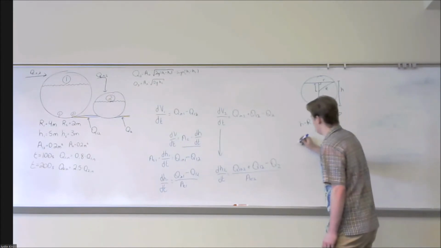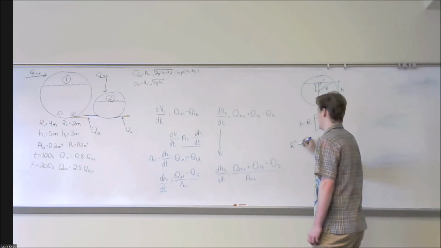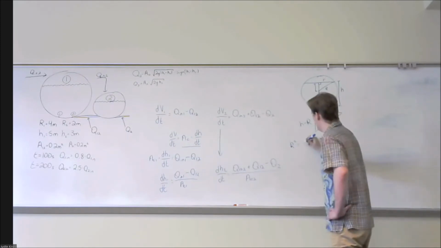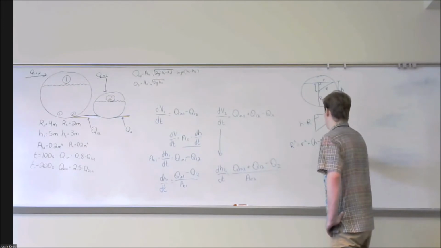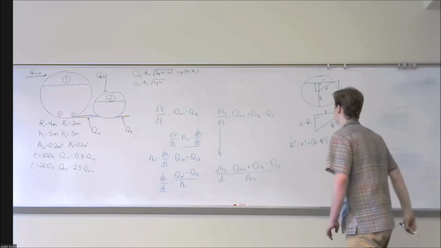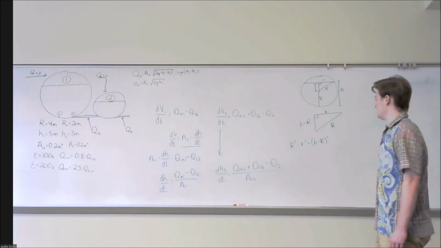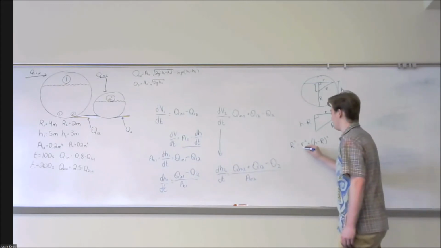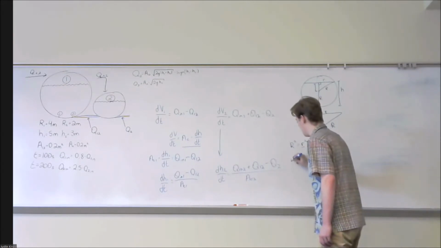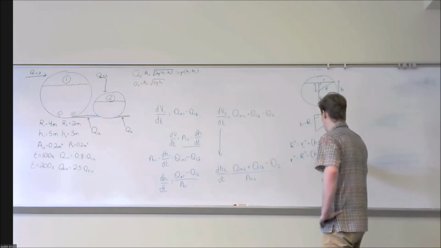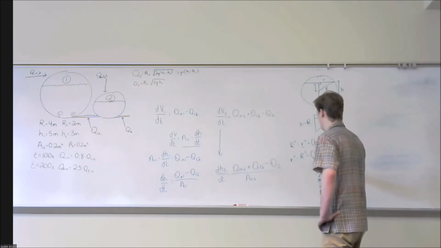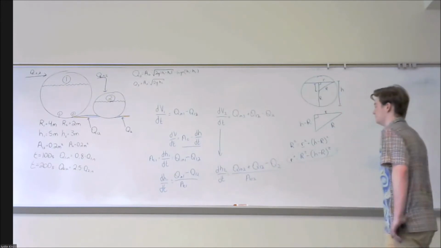So this becomes big R squared, the radius of the tank squared, equals little r squared plus (h minus big R) squared, just like that. And then with a little bit of algebra, we can solve for this little r. So we get little r squared equals big R squared minus (h minus big R) squared, just like that.